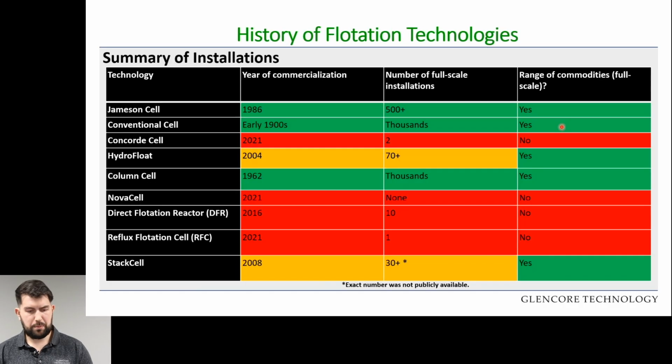So we're now going to move through into a table of the history of the flotation technologies. So what we've done is broke this down into three different categories of green, orange, and red. Now, your green category will have more than 25 years experience and more than 100 installations. So that includes the Jameson cell, the column cell, and the conventional cell. Orange is for 10 to 24 years experience in the industry and 20 plus installations. So that's your Hydrofloat and your StackCell. And then the red technologies have less than 10 years experience and less than 20 installations, which is your remaining technologies. And you'll see that some have only one or even no commercial installations.